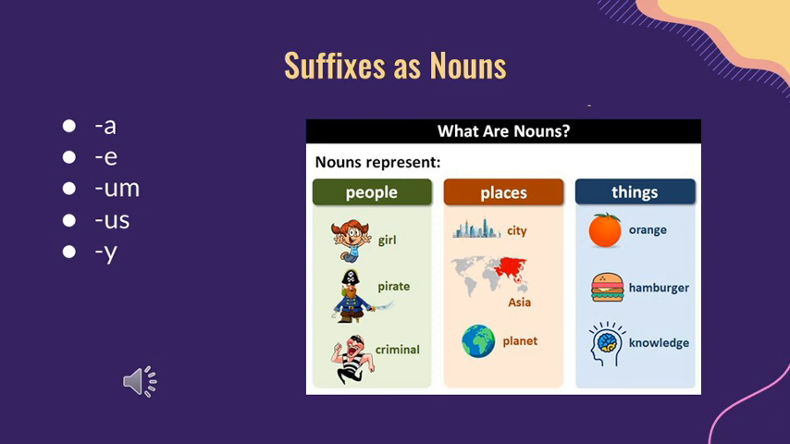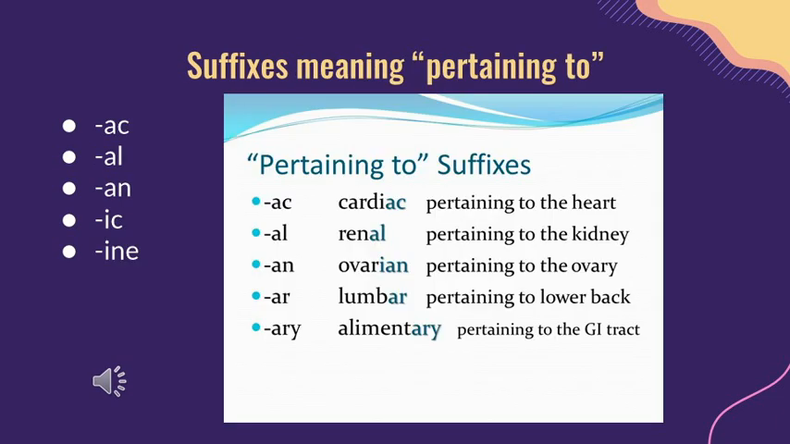Dope. Next up, suffixes meaning pertaining to. This sounds crucial for describing stuff. Totally. These suffixes tell us that something is related to a specific body part or situation. Common ones listed are ac, al, and ar, and ic. And the source gives solid examples like cardiac, pertaining to the heart. Ah, there's cardi again. Exactly. Renal, pertaining to the kidney, and ovarian, pertaining to the ovary. Cardiac, heart related to. Boom.